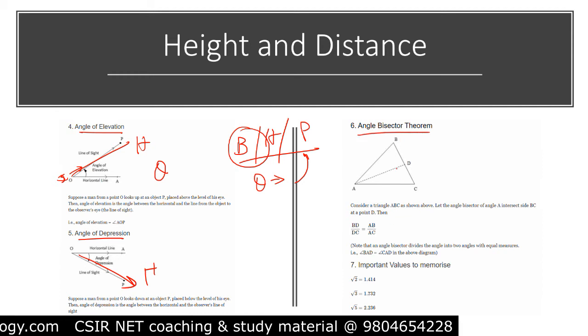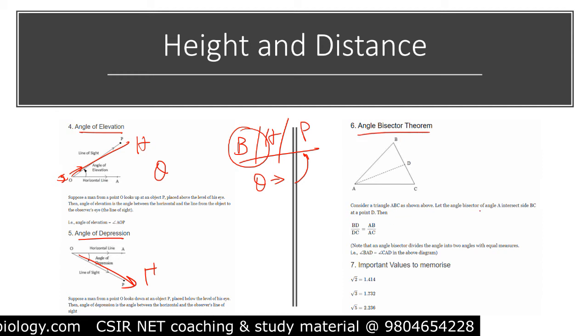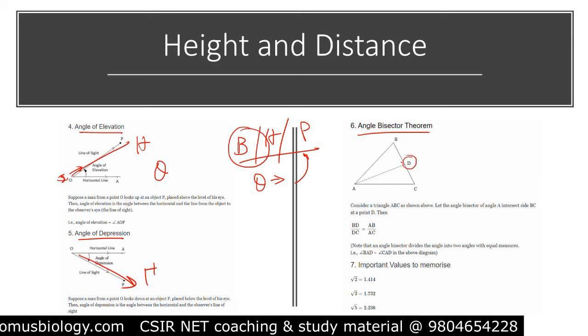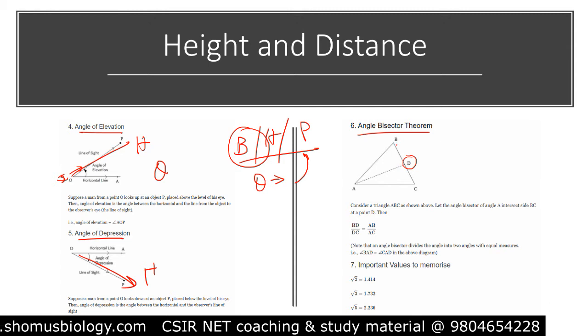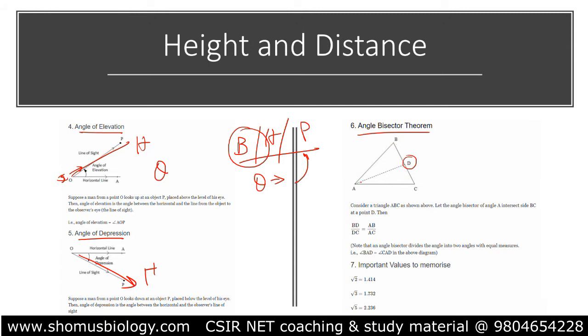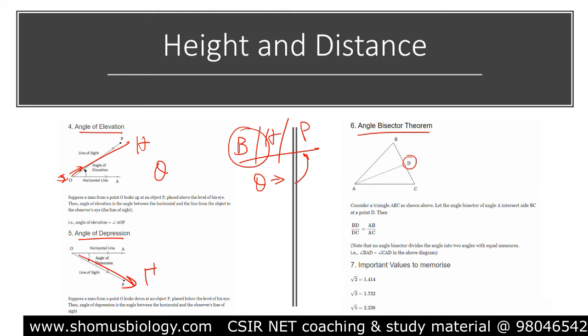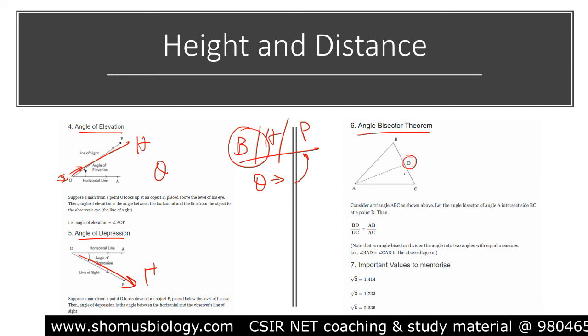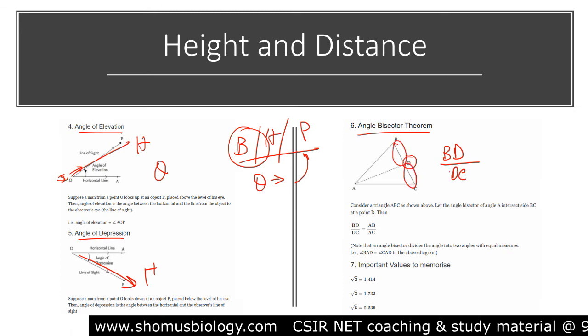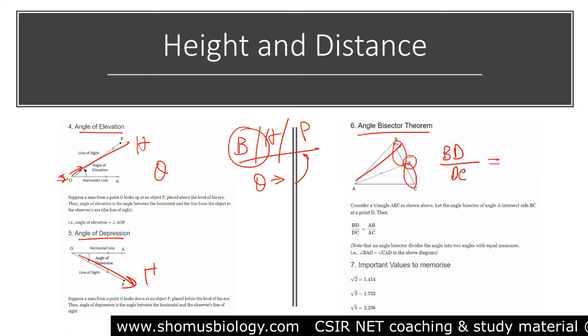Considering triangle ABC, let AD be the angle bisector of the angle at A. The angle bisector from A intersects BC at a point D. Then BD by DC will be equal to AB by AC.